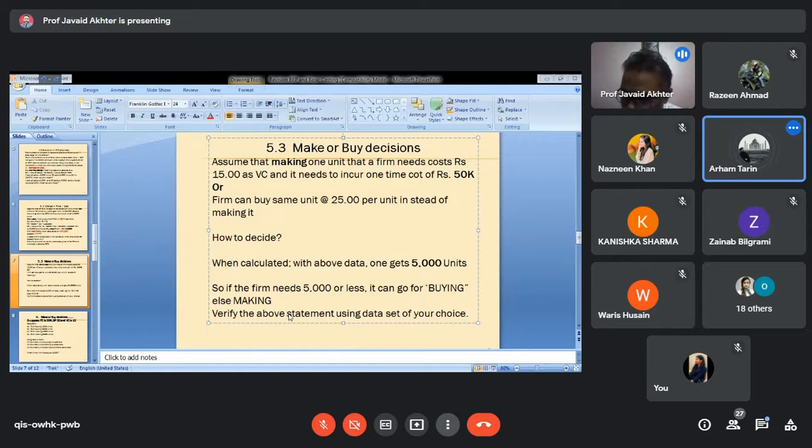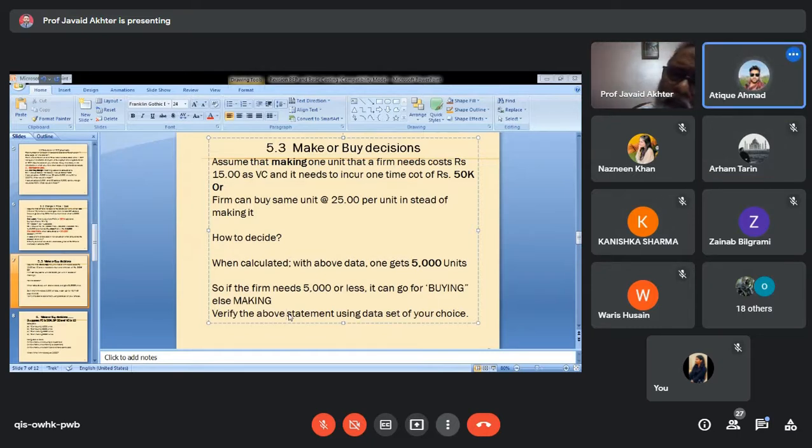Buying. What would be your preference, make or buy? Buy. Say it loudly. Buying, sir. Buy. Any reason for that? Make. Make. Each one of you must have a reason.